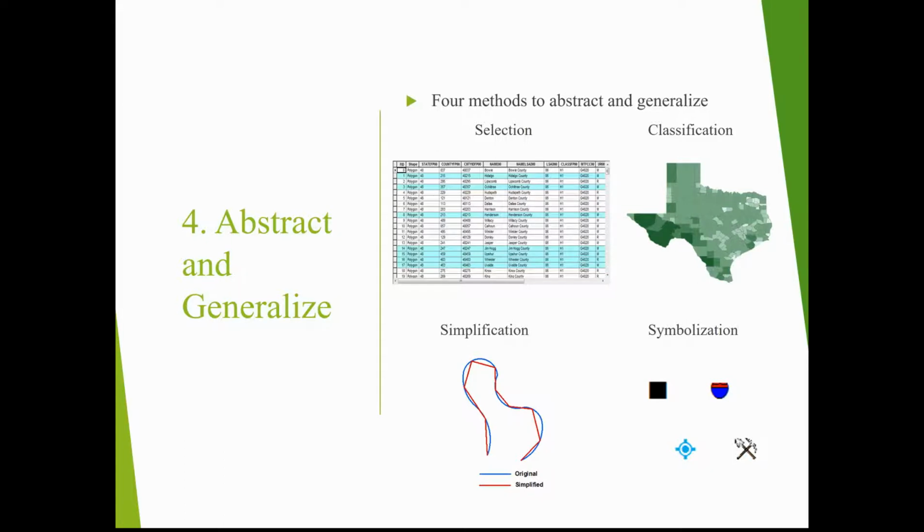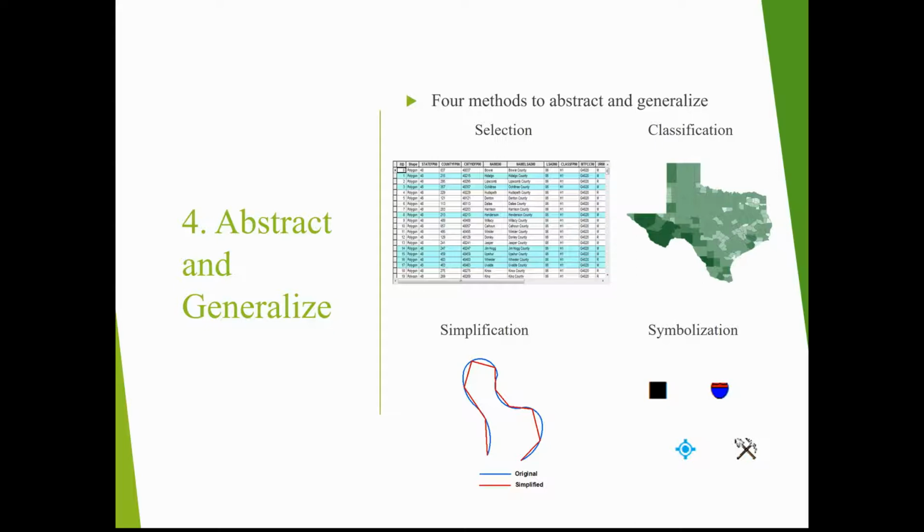There are several methods to abstract and generalize your geospatial data. Selection, classification, simplification, and symbolization are a few of those. The first method, selection, is where you only use a subset of geospatial data on the final map product. The selected data should contain the information that is relevant to the message of the map at the chosen scale.